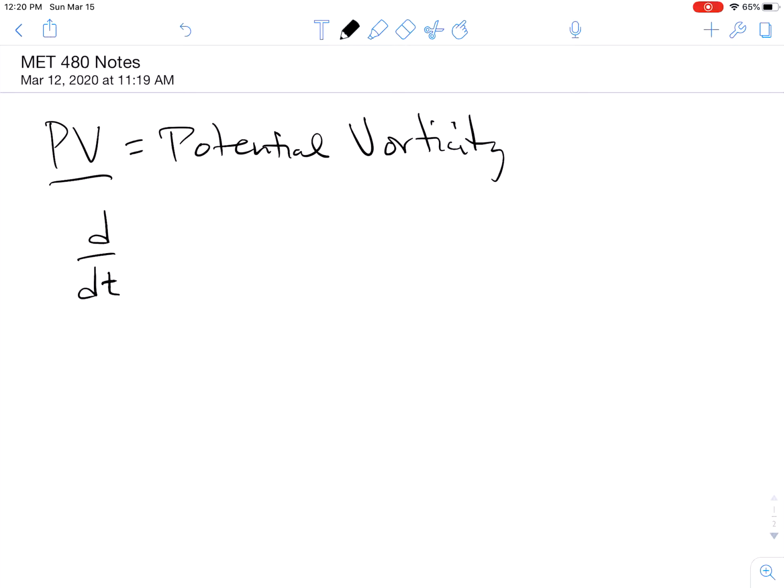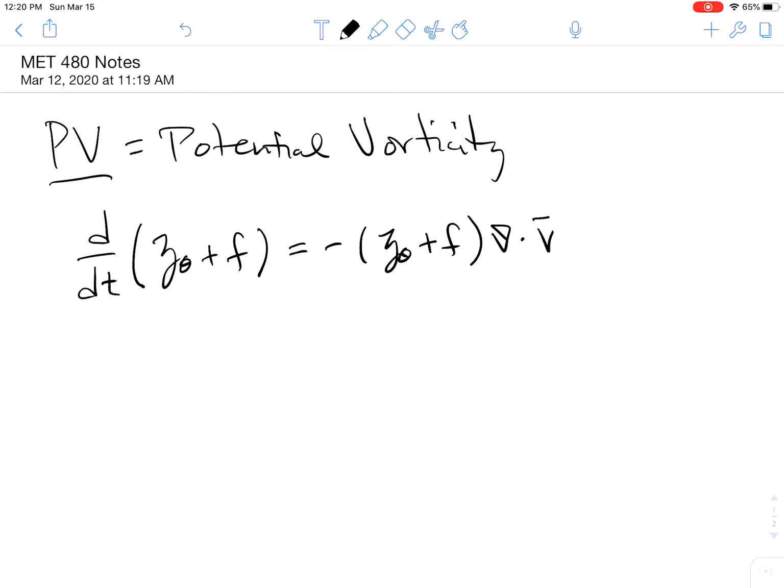So d dt of the quantity zeta sub theta plus f equals minus the quantity zeta theta plus f times the divergence of the wind, del dot v theta. Here, with this vorticity equation, we are signifying that we are in isentropic coordinates by the fact that we are on these theta surfaces, meaning we're on, for example, the 300K surface.